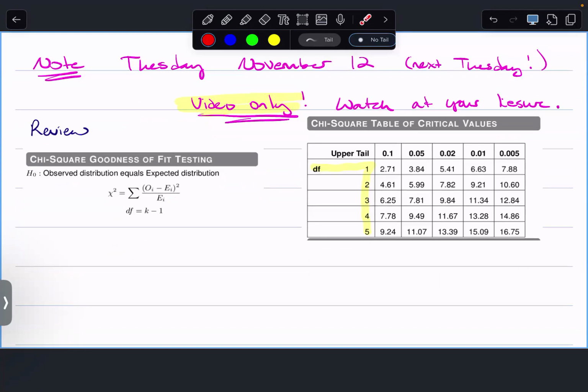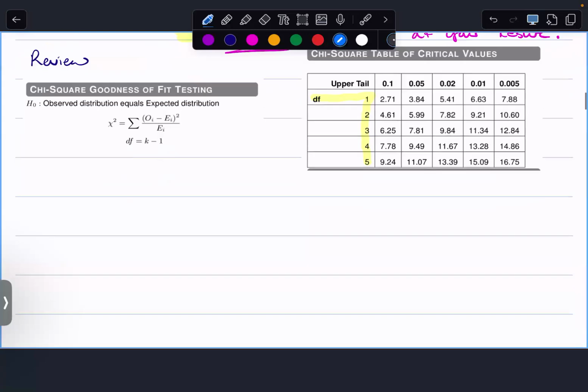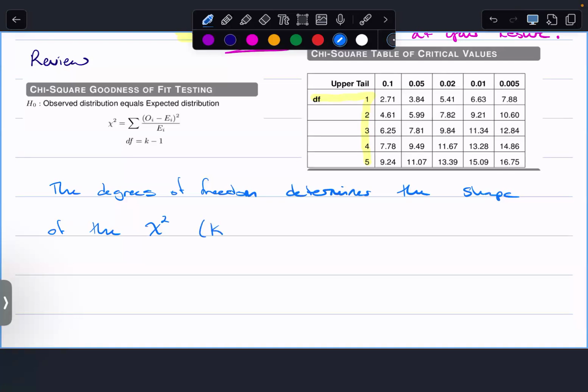The idea behind the chi-squared is that the degrees of freedom determines the shape of the chi-squared. That's the Greek letter chi. Chi-squared. You don't want to call it chi, because then everyone knows that you don't know what you're talking about. I know, busted. Chi-squared.